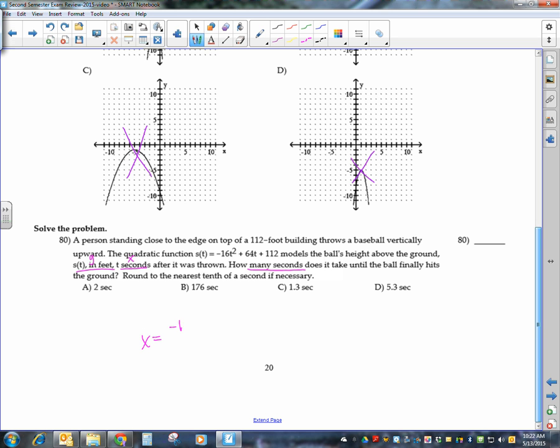x equals negative b over 2a. All right, a is negative 16, b is 64, and c is 112. Again, I don't need c. Negative b is 64, 2 times a is 16, so that gives me 64 over 32. Two negatives equal a positive, so my answer is A.